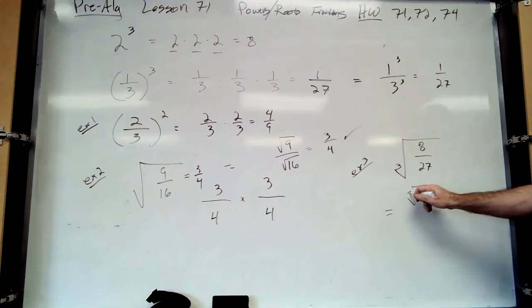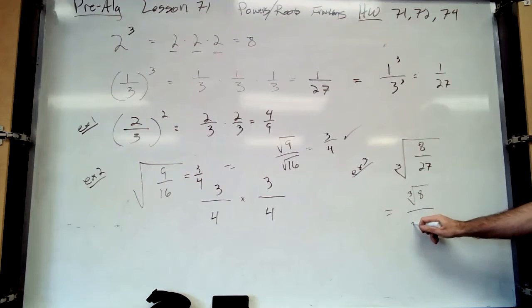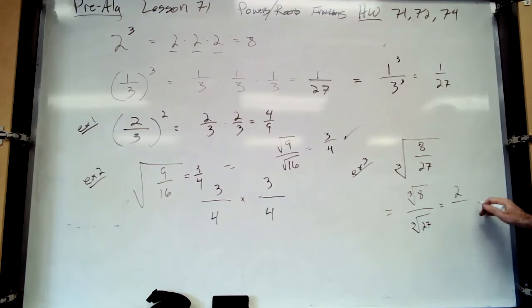The cube root of 8 over the cube root of 27. Well, the cube root of 8 is 2. The cube root of 27 is 3. Right? Because 3 times 3 times 3 is 27, and 2 times 2 times 2 is 8.